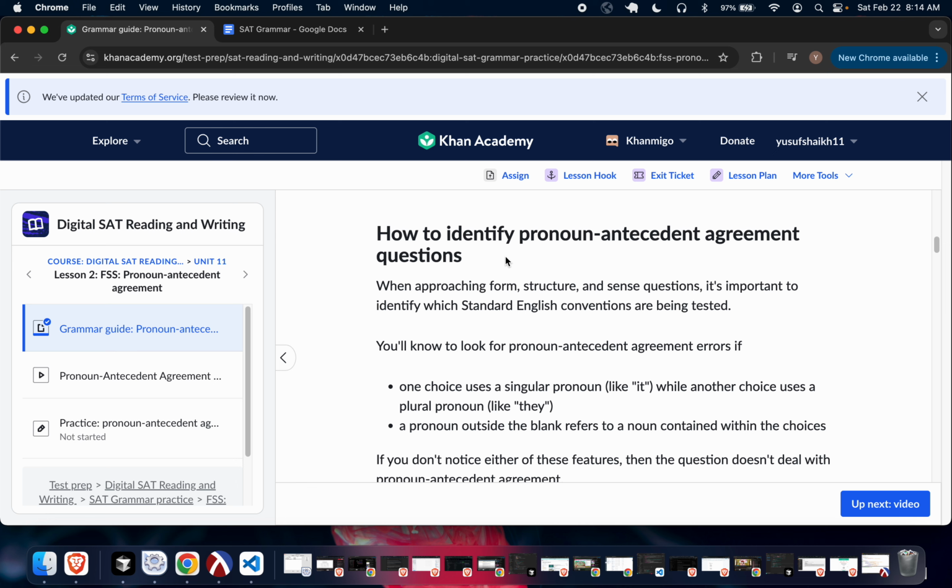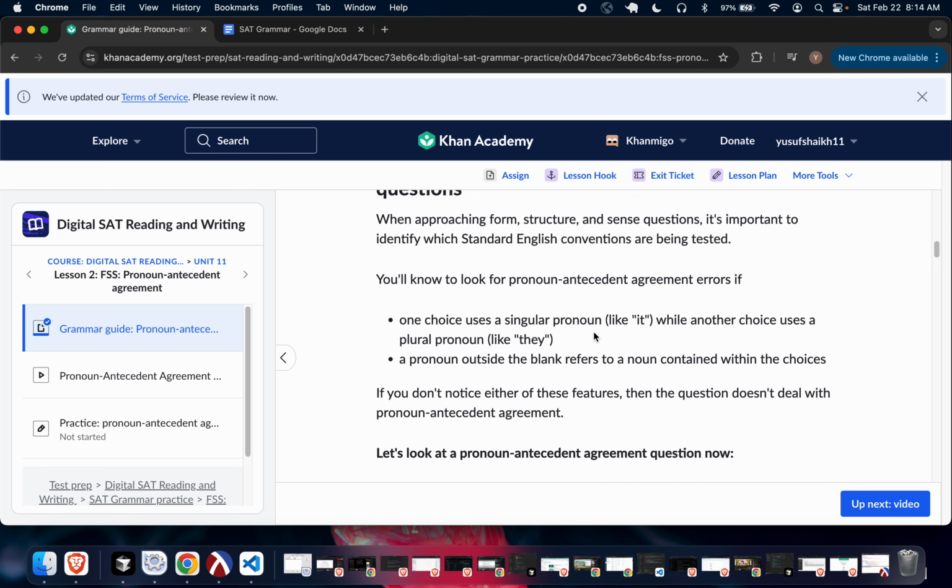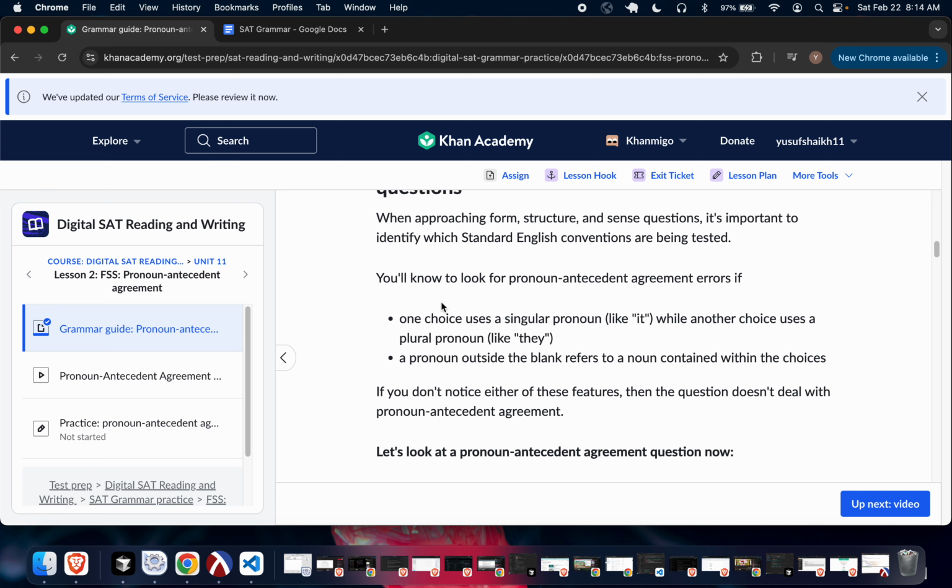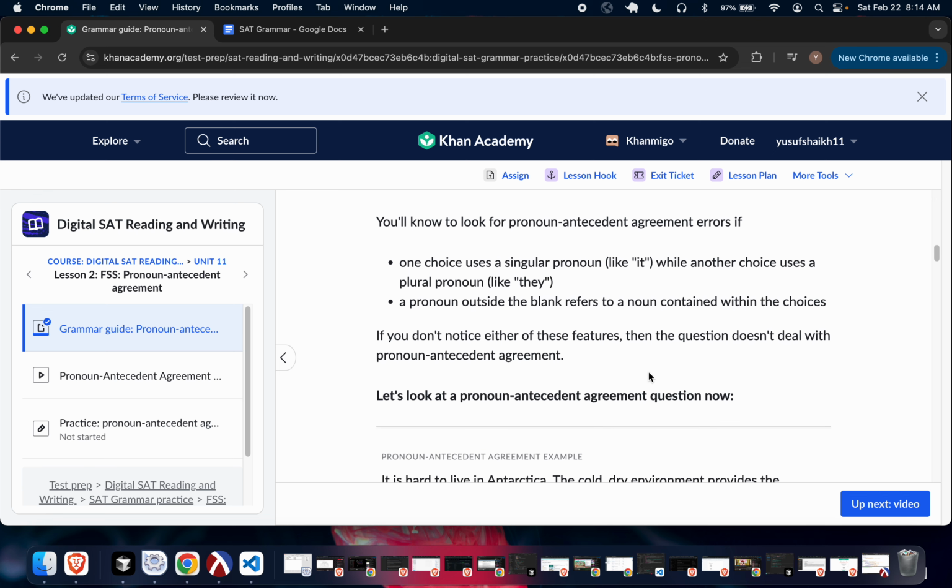How to identify pronoun antecedent agreement questions? When approaching form, structure, and sense questions, it's important to identify which standard English conventions are being tested. You'll know to look for pronoun antecedent agreement errors if one choice uses a singular pronoun like it, while another choice uses a plural pronoun like they. Or a pronoun outside the blank refers to a noun contained within the choices. If you don't notice either of these features, then the question doesn't deal with pronoun antecedent agreement.